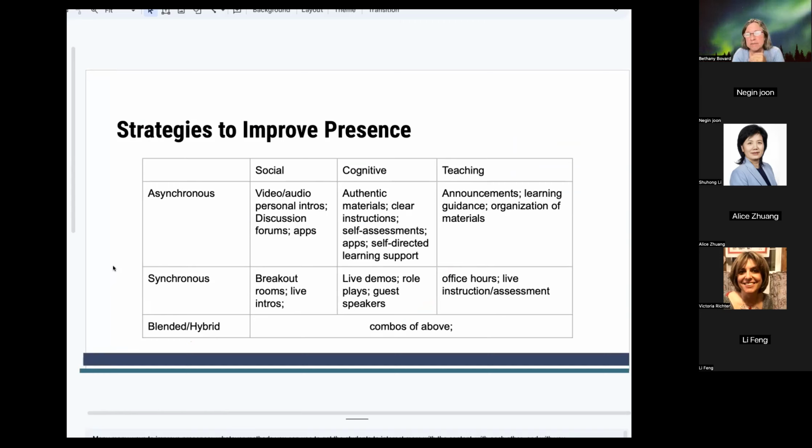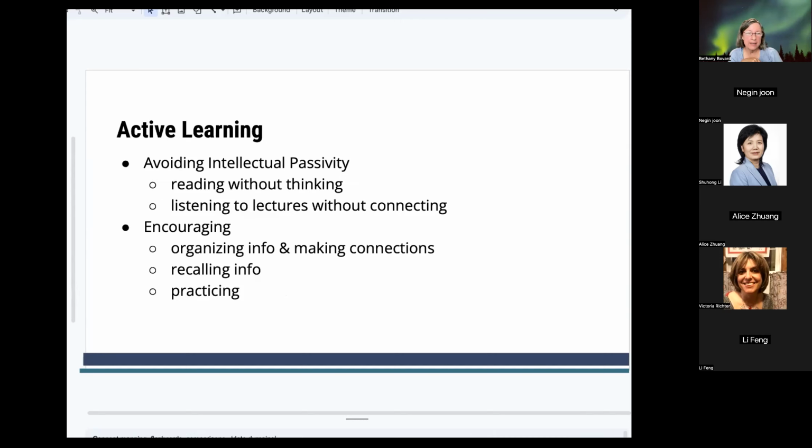These are just picking out a few of the strategies that are in the readings in Module 3.1 in the resources. All right, let's talk about active learning a little bit.